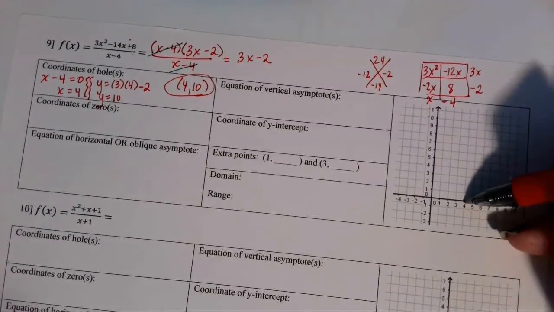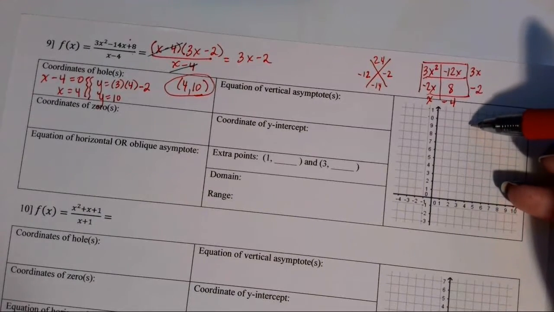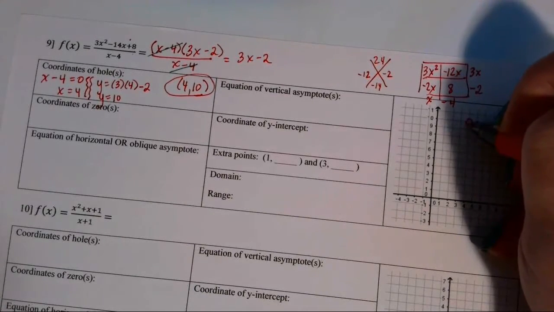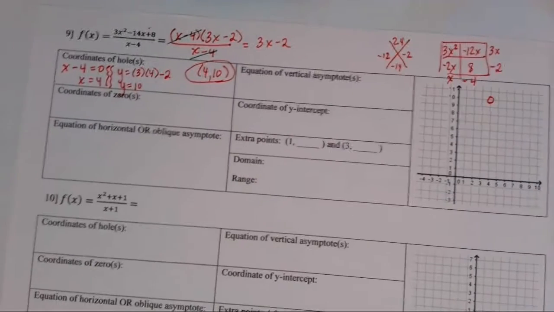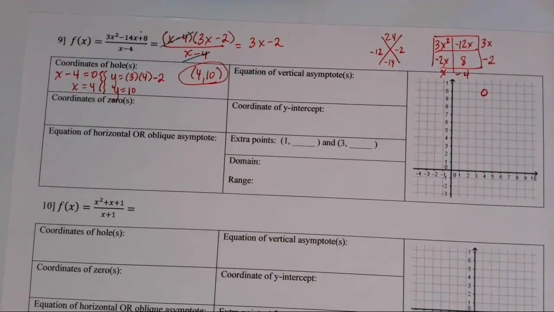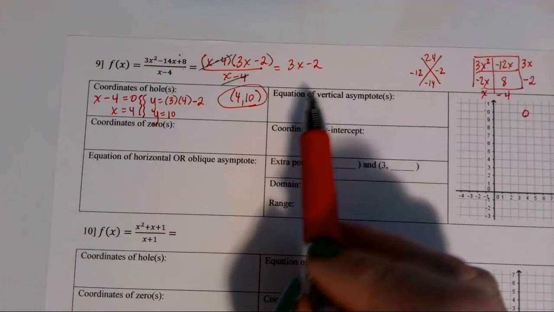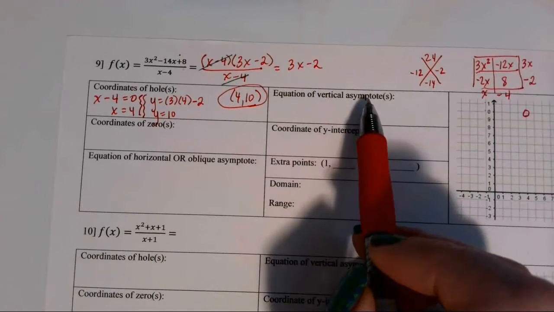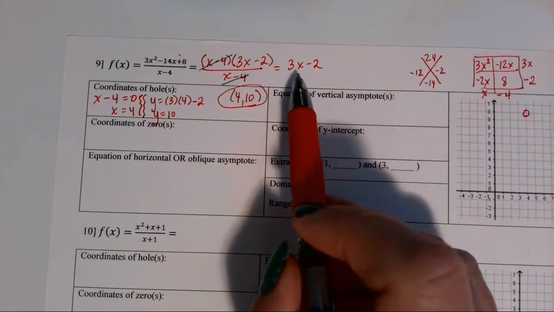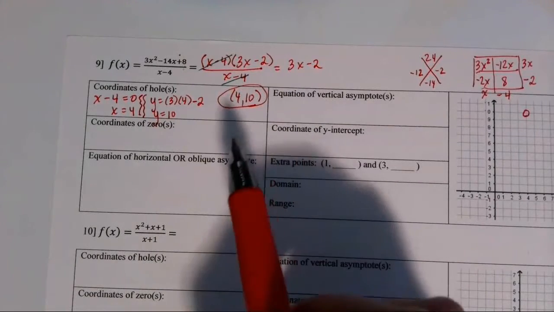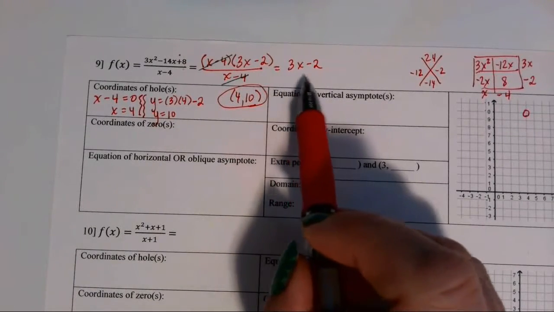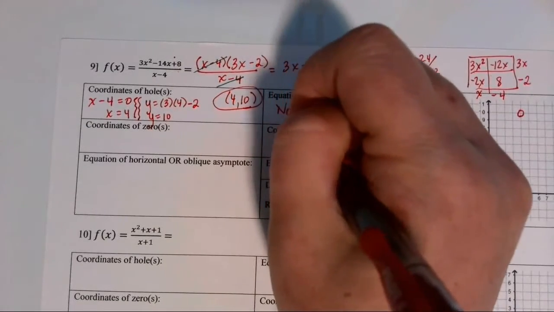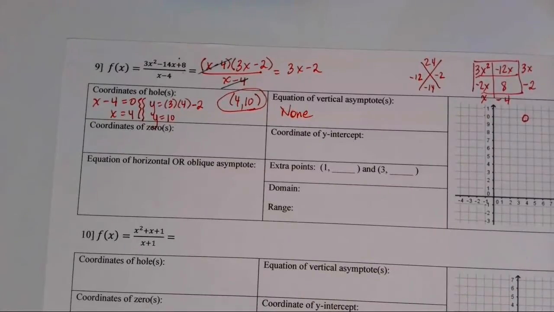So we come over here to 4 and then up to 10, and we'll go ahead and put an open circle on the graph there to represent that hole. Okay, then the vertical asymptote equation, there can't be a vertical asymptote unless there's a denominator, right? In our simplified form, there is no denominator. This is just a straight line, y equals 3x minus 2. And so there is no vertical asymptote.